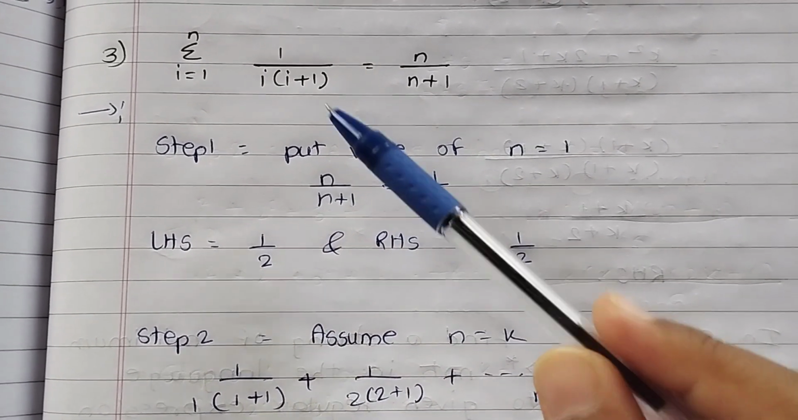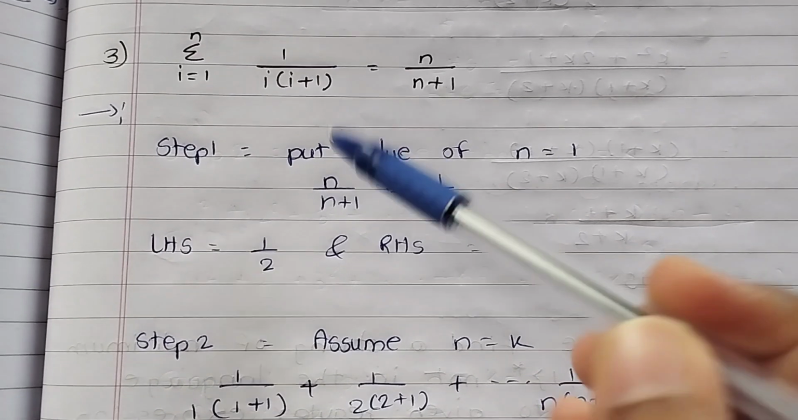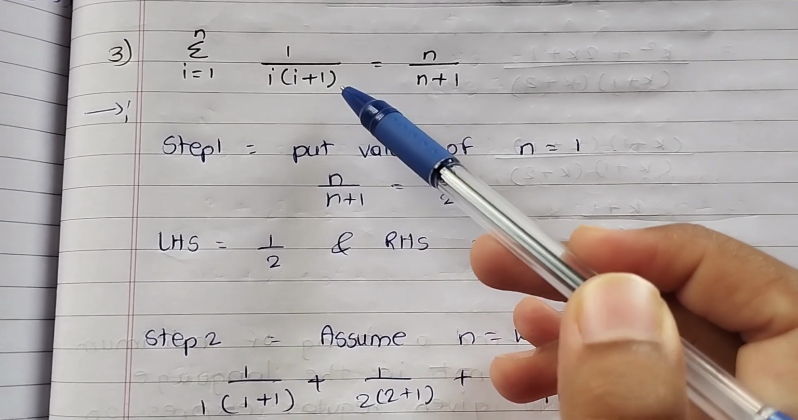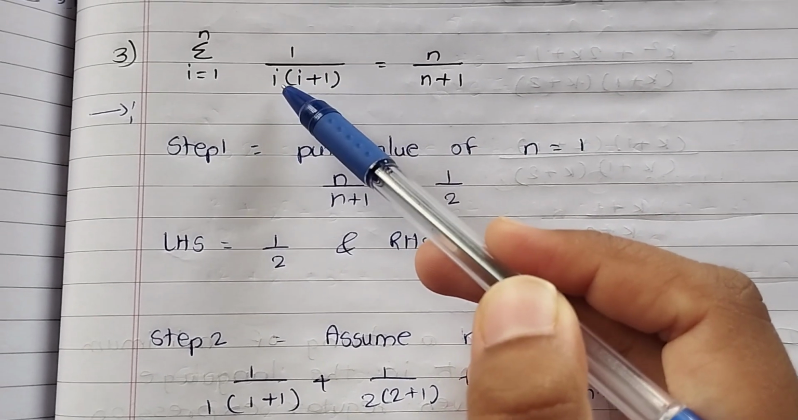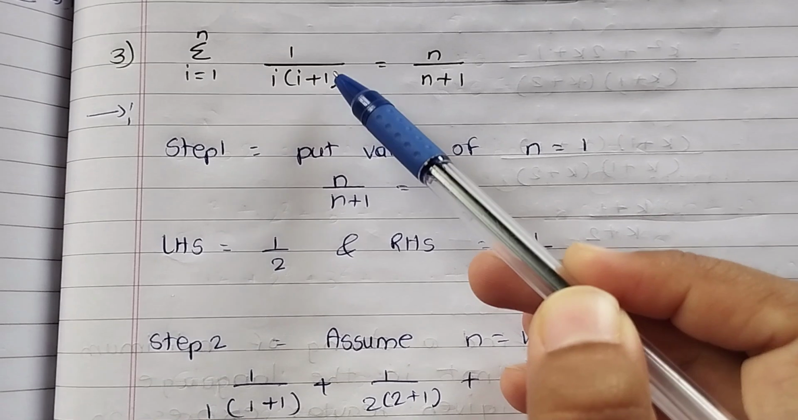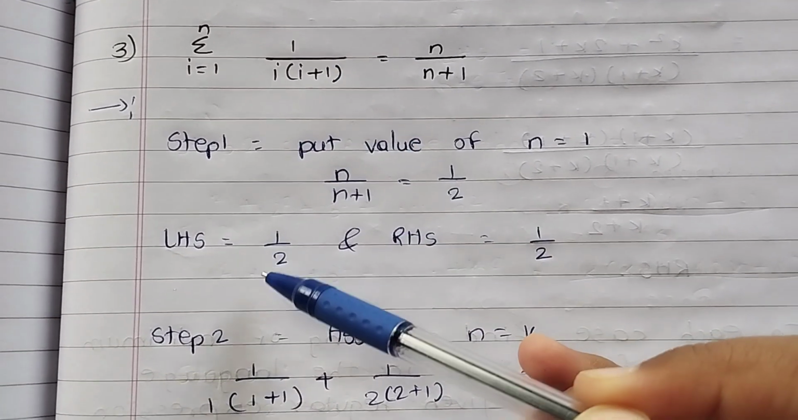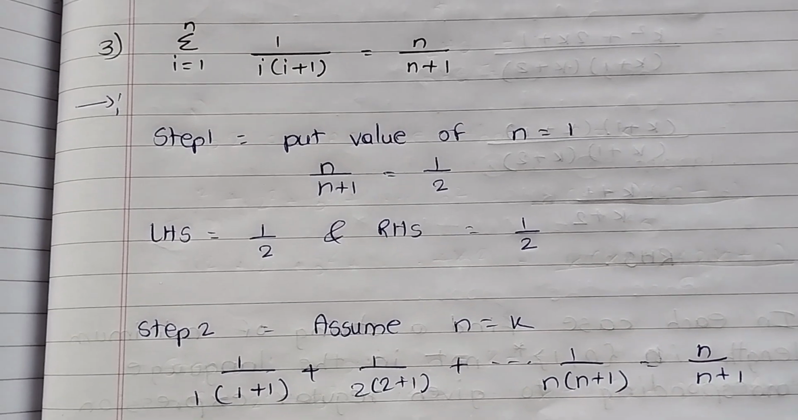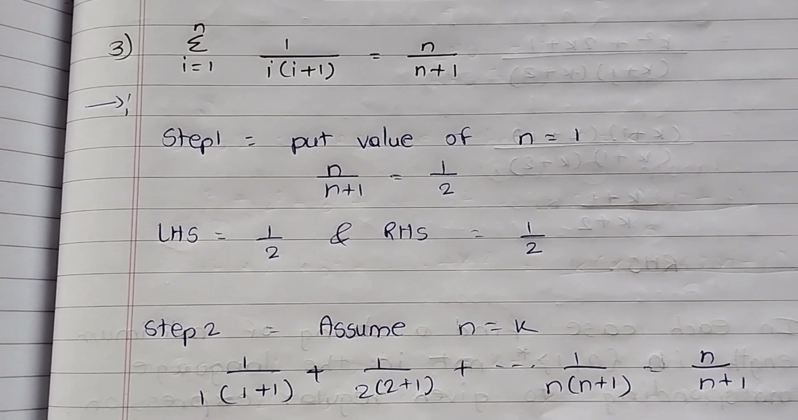And LHS. If we put, this is nothing but 1 upon n into n plus 1. So if we put 1 here, then this is 1 upon 1 into 1 plus 1, 2. So again 1 by 2. So LHS is also 1 by 2, RHS also 1 by 2. I hope you all get the idea.